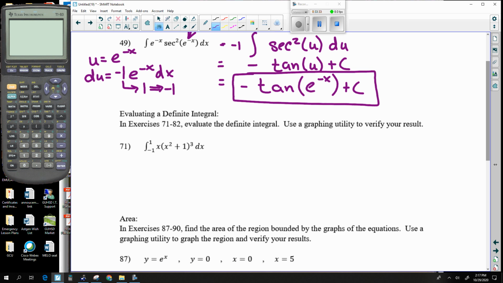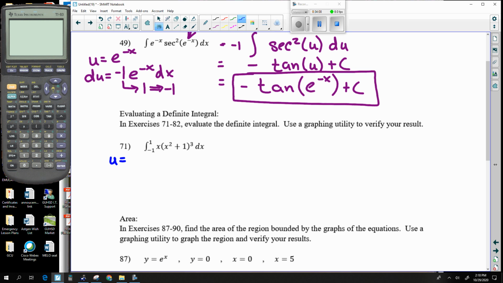Okay, definite integrals. So all of these have been indefinite integrals. Definite integrals you can do a couple different ways with u substitution. So this integral of number 71 requires a u substitution. How do I handle it when it's a definite integral? You can do it 2 different ways, and I strongly recommend one of the ways, but I'll show you the bad way first. And so here's the bad way of doing it.